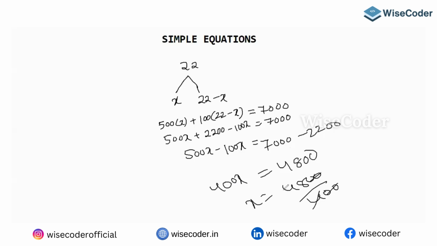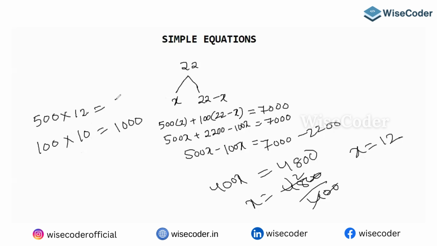Two zeros will get cancelled. 4 ones are 4, 4 twelves are 48, so x is equal to 12. So x, the number of 500 notes, is 12. When 500 notes are 12, the remaining 100 notes are 10. Let me check whether my answer is correct. 500 into 12 is 6,000, and 100 into 10 is 1,000. 6,000 plus 1,000 gives you 7,000.